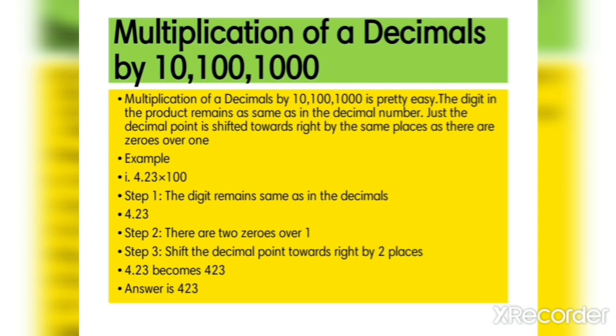Step 1: the digits remain the same as in the decimal, 4.23. There are two zeros after 1. Shift the decimal point towards the right by 2 places. As there are 2 zeros in 100, shift the decimal point towards the right by 2 places. 4.23 becomes 423. So the answer is 423.